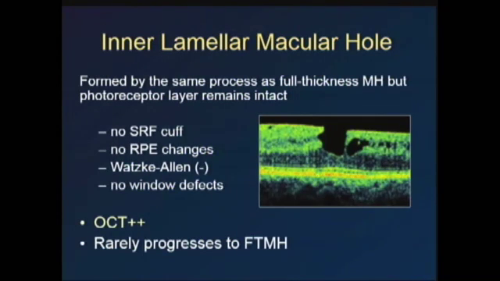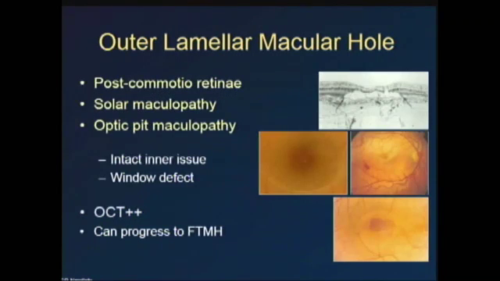And in this case, it looks like a macular hole, but you do an OCT and you find that the photoreceptor layer, the outer nuclear layer, is intact. And in this case, you don't have any subretinal fluid, and basically this does not usually progress to a full thickness hole.